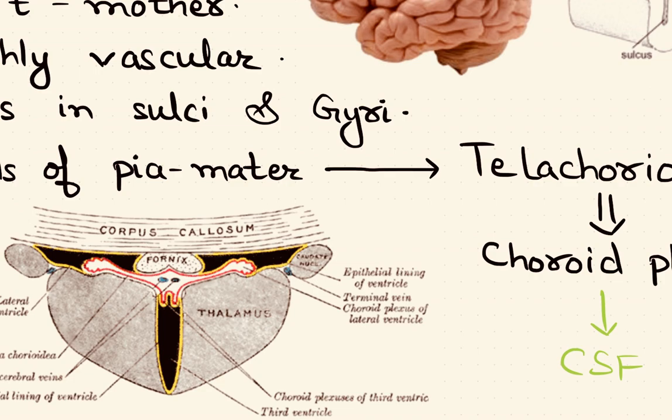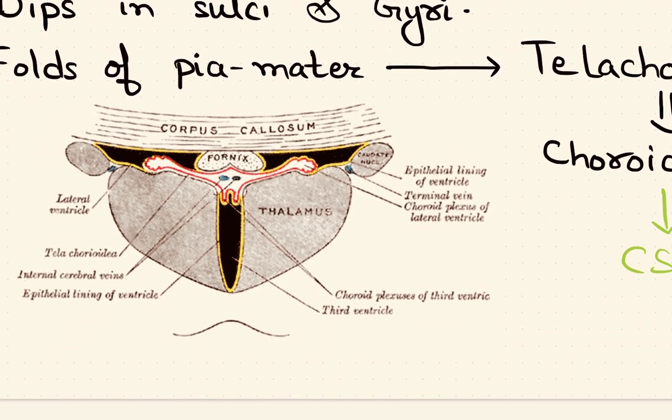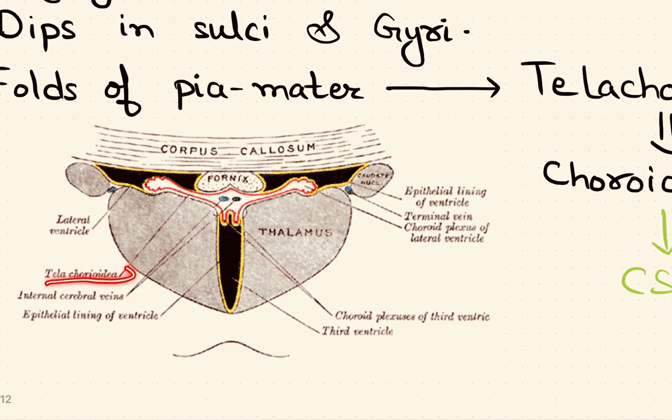You can see it is a typical tela choroidea. Where is the tela choroidea? This is the tela choroidea. It is the extension of the pia mater. This yellow layer is the ependymal cells. When it is covered with the ependymal cells, it forms the choroid plexus, and this choroid plexus secretes the cerebrospinal fluid.